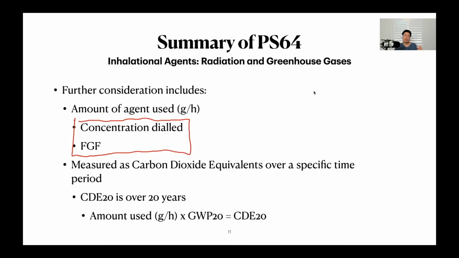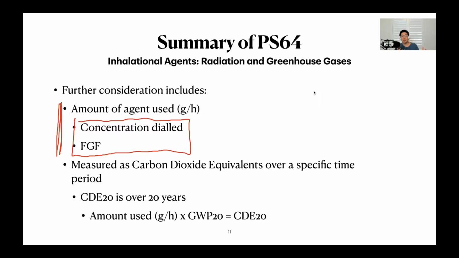It's important because what it allows you to conceptualize is that, and I'll show you this on a table, nitrous actually has the lowest global warming potential out of all the agents there. But it's implicated in terms of being the most pollutant because of this factor here, because of the amount of agent that's used, because of the concentration that's dialed. So nitrous, it's traditionally used around 50, 60% of your fresh gas flow.